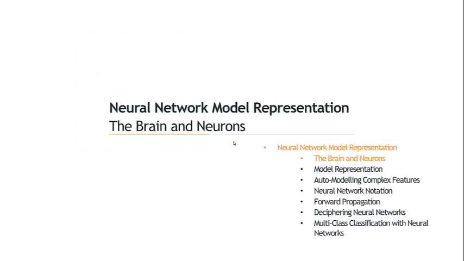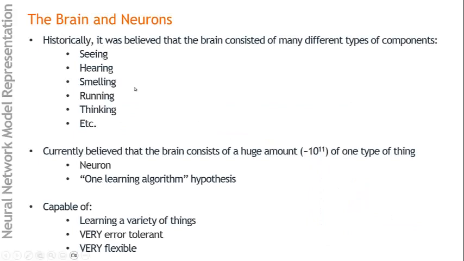So that's a very nice feature of neural networks. Let's begin with the brain and neurons. At one time it was believed that the brain had different types of components for its different functions, because we have different senses. Seeing, hearing, smelling, running, thinking, etc. These are all quite different functions. So one would think that they require quite different components. However, now we believe and have good evidence that the brain consists of a huge amount of only one type of thing, the neuron.